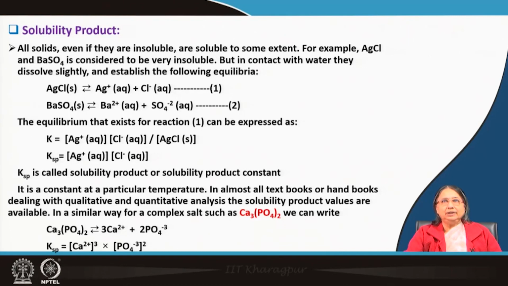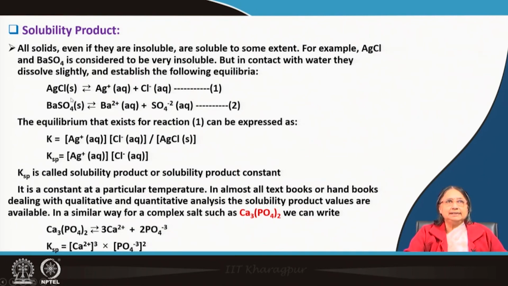We know that solubility product is very important for chemical equilibrium. All solids, even if they are very insoluble, are still, to some extent, soluble. For example, silver chloride and barium sulphate, we know, are very insoluble, but in contact with water they slightly dissolve and they produce the corresponding ions, and they establish the following equilibriums.